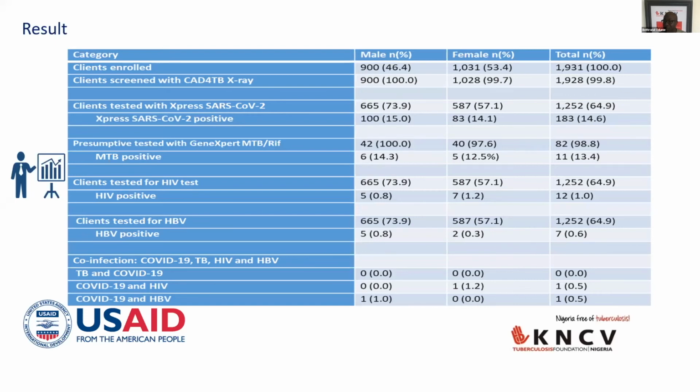And you could see equally, in some of the states, especially in Kaduna, they provided rapid test kits for HIV screening. 11 clients actually came out as positive, and equally the screening was an integrated intervention. They provided test kits by the state government for hepatitis B virus screening, and out of 665 that were tested, about 7, both male and female, came out as positive. And we equally looked at the co-infection, both TB, COVID-19, HIV, and COVID and hepatitis.